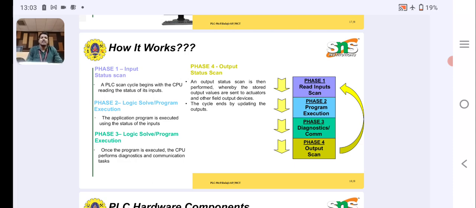You can see the scanning time of the PLC here. The PLC can execute the whole program using some inputs, then some execution, then refining or diagnosing the results, and the output scan. The parameters follow using signals: discrete, digital, and analog signals. Before that, you can see the programming scanning.